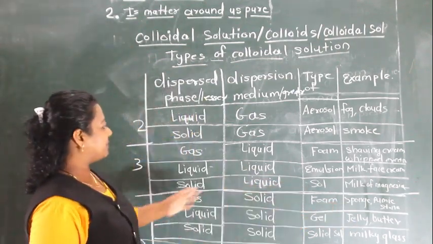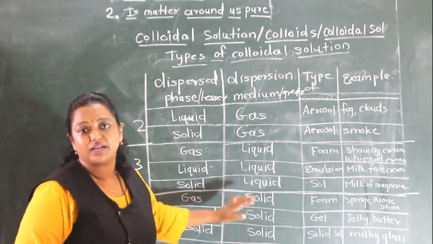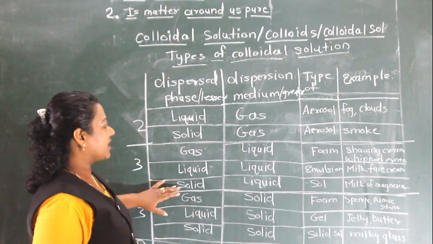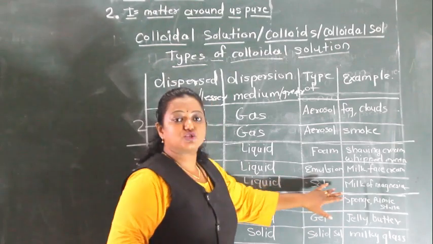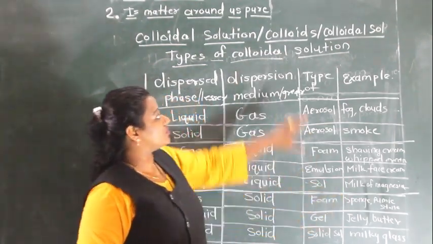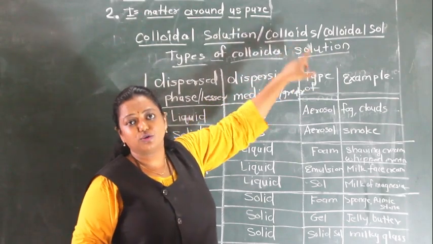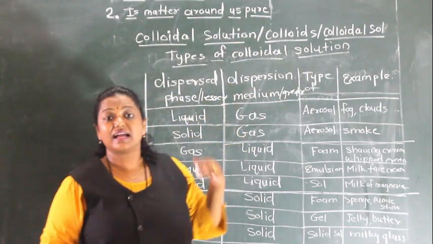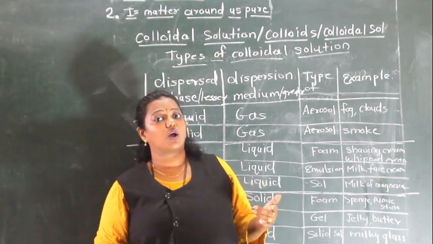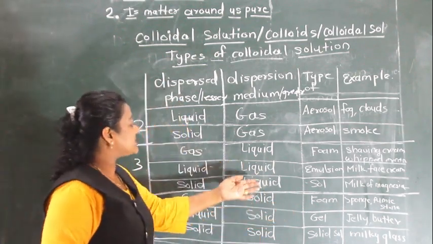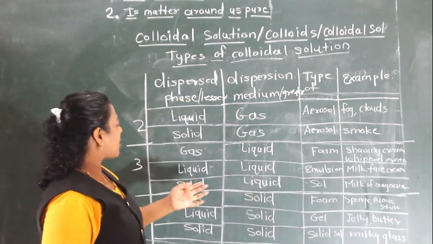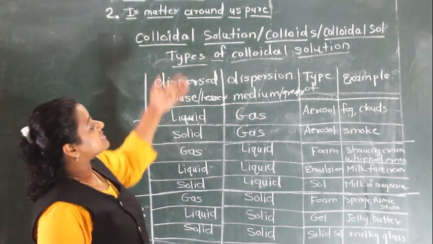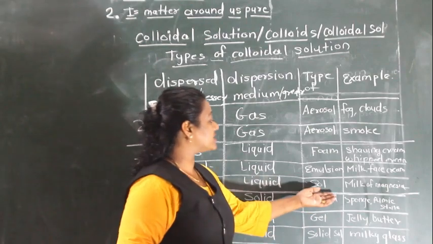Then the next type, the last type of the liquid type of colloidal solution, is liquid plus solid. This is soap. Soap is one type of colloidal solution. I have already told you colloidal solutions are also called colloids and colloidal sols. So the liquid is in a more extreme amount, while the solid is in a lesser amount, and such a type of colloidal solution is called a sol.